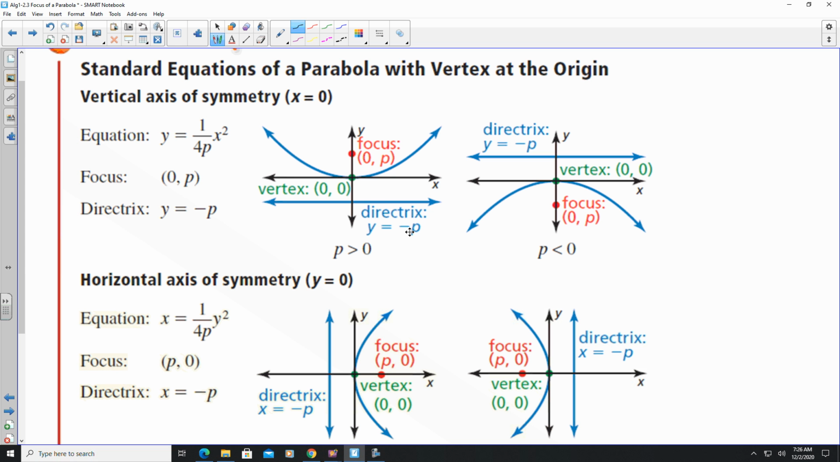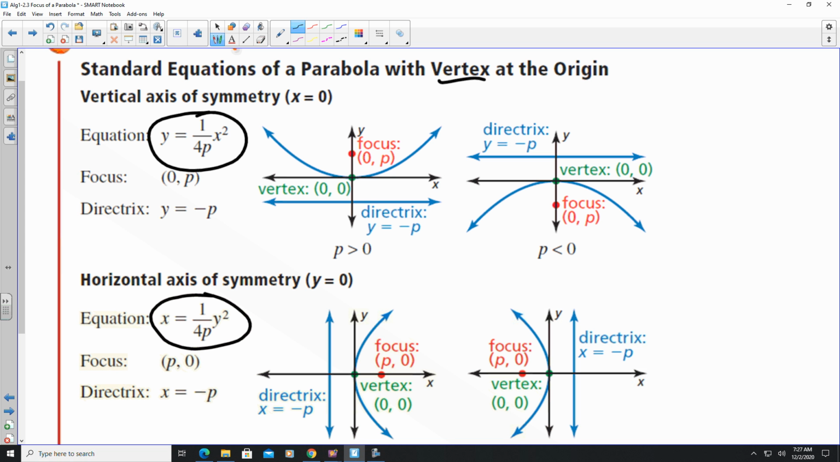Every single vertex in these parabolas is going to be located at the origin, 0, 0. So when your parabola is at the origin, you are going to look at two separate equations. You're either going to look at equations that look like this, or you're going to have an equation that looks like that.